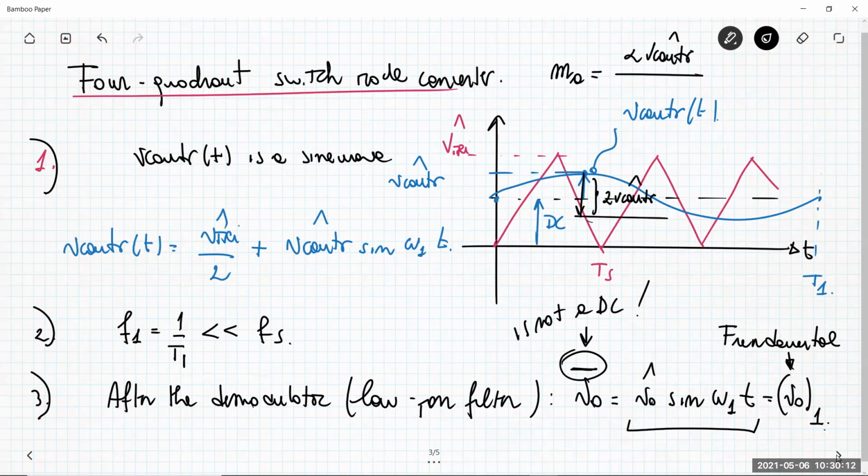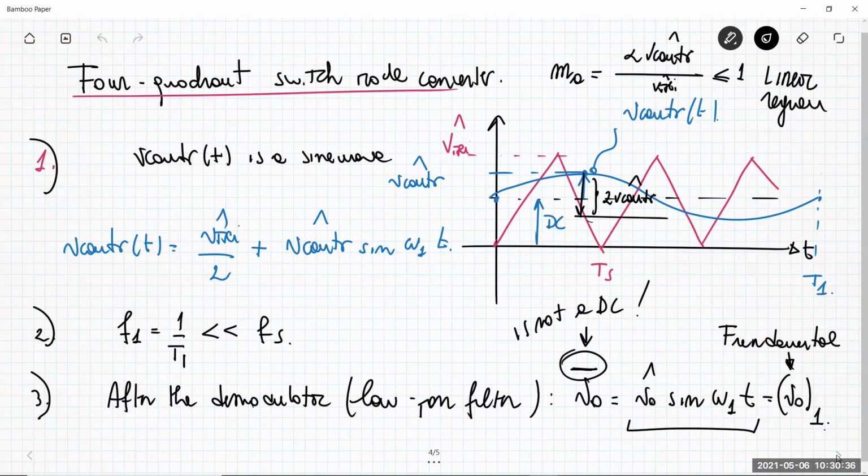Sine wave of the control voltage by the triangular peak, which is less than 1 or even equal to 1. That means that the dynamic of the control voltage is always inside the dynamic of the triangular voltage. So we are in what is called the linear region of our modulator.